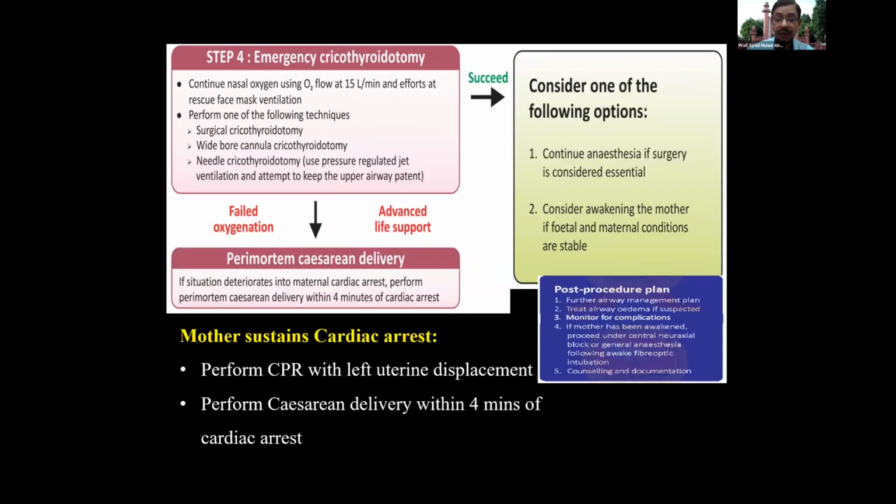In the third step, most importantly the fourth step, in fact, if you see that you are not able to go for face mask ventilation at the third step, in the fourth step you need to go for a surgical cricothyroidotomy. But meanwhile, if the patient sustains cardiac arrest, then you need to perform CPR with left uterine displacement, and the baby should be delivered within 4 minutes of cardiac arrest.